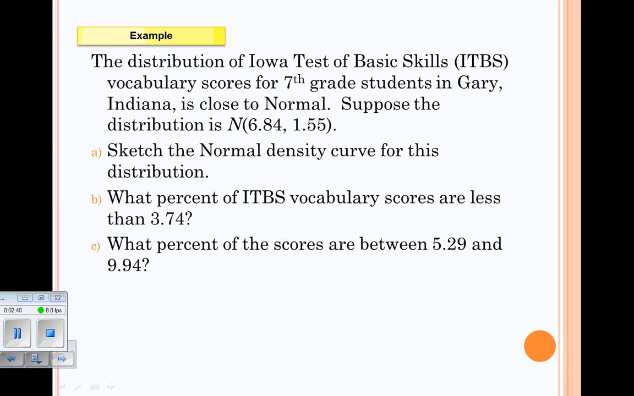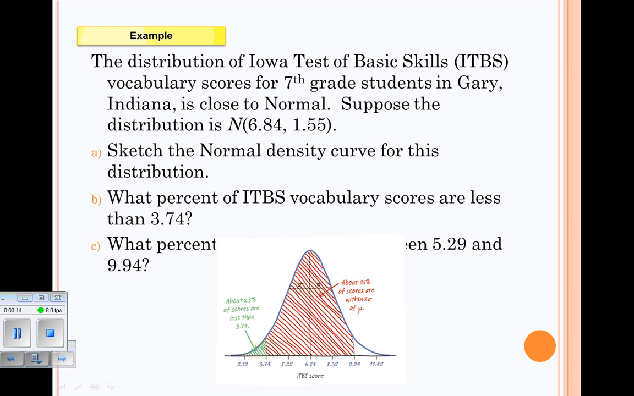The distribution of Iowa Tests of Basic Skills vocabulary scores for 7th grade students in Gary, Indiana, is close to normal. Suppose the distribution is N(6.84, 1.55). So this tells me that this is the mean and this is the standard deviation for the population. Sketch the normal density curve for this distribution. What percent of the ITBS vocabulary scores are less than 3.74, and what percent of the scores are between 5.29 and 9.94?